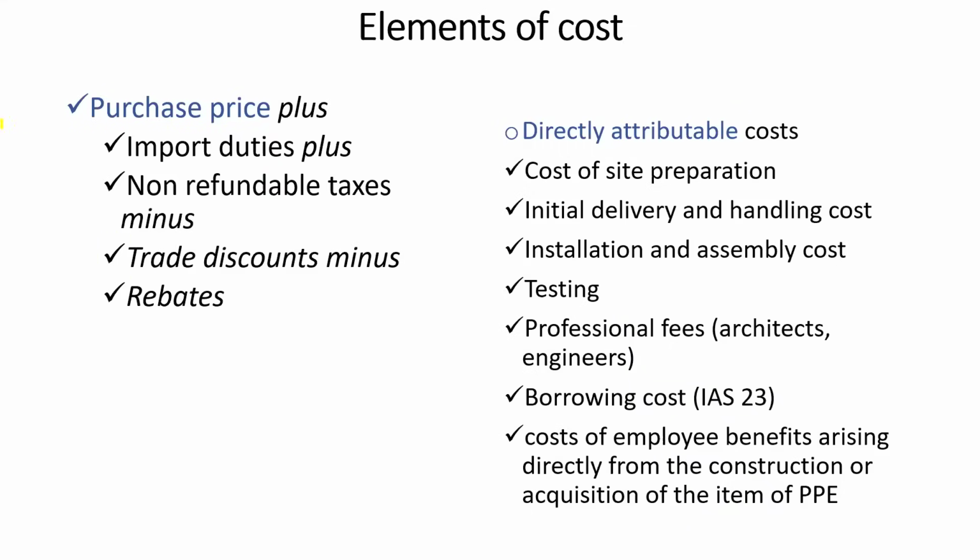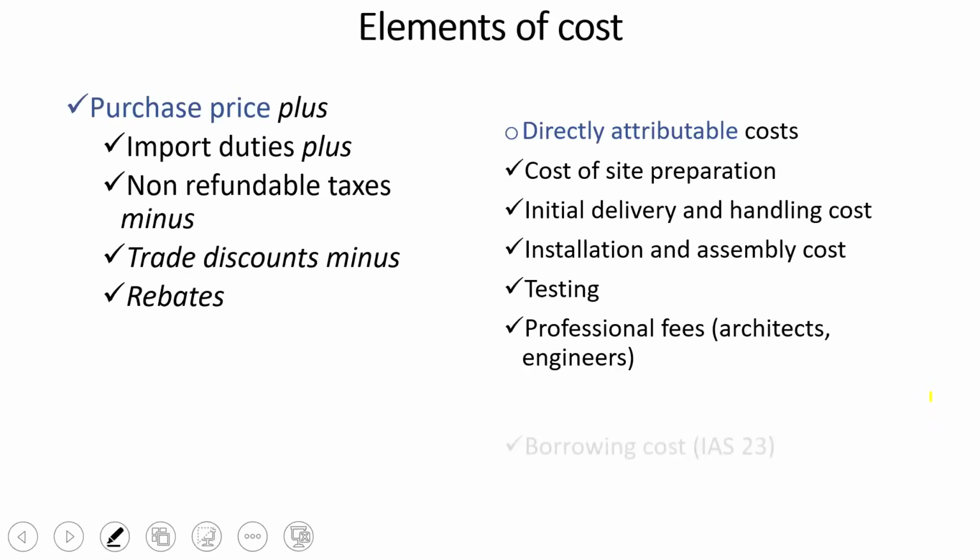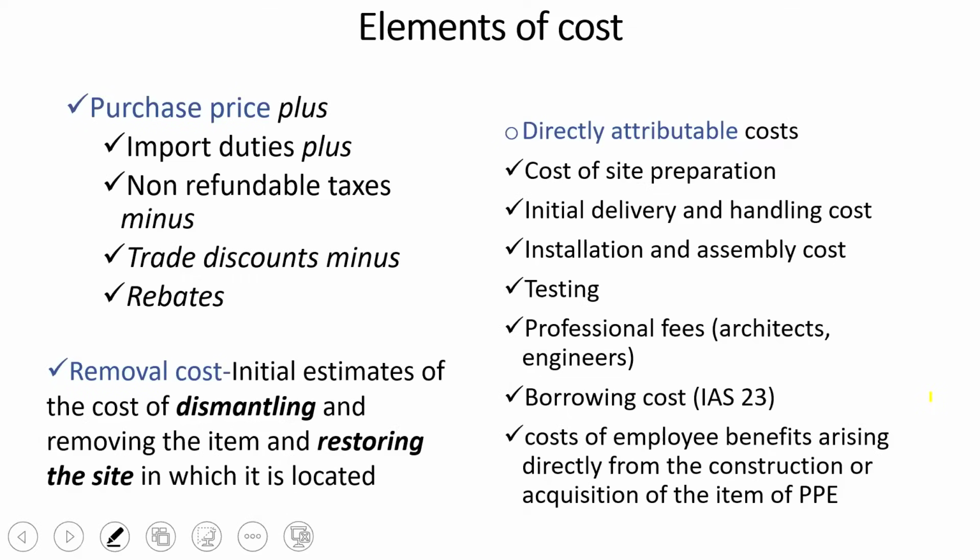Now let's go back to the last element. So the last element, of course, is the removal or the dismantling cost. We are going to the last element of cost: removal or dismantling cost. This is the initial estimate of the cost of dismantling and removing the item and restoring the site in which it is located.